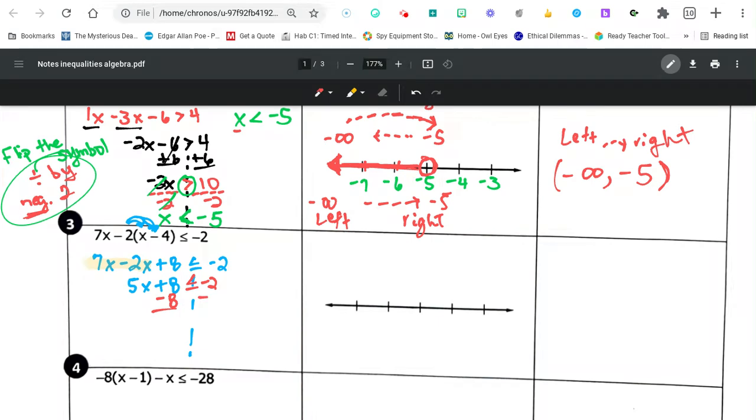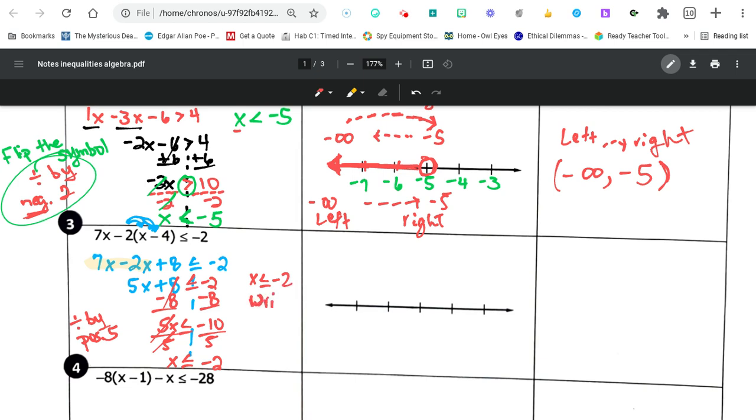And I'm going to subtract 8 from both sides. So that's 5x less than or equal to -10. I am dividing by +5, so I do not flip my symbol. Don't worry about it, you're dividing by a positive. So here x is less than or equal to -2.